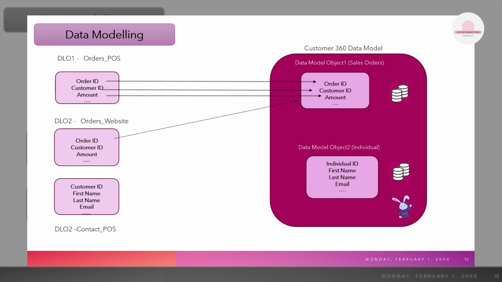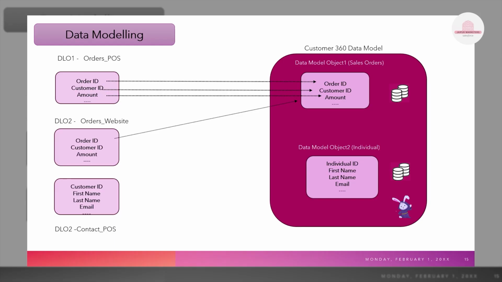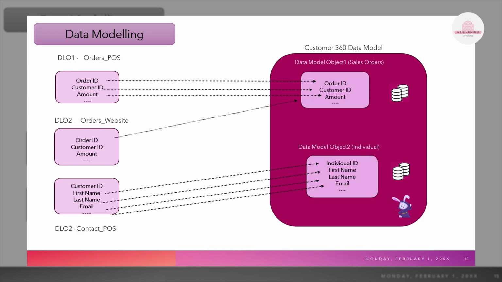Now, if you can see, there are different data lake objects to store the data from different sources. Now, all these orders from different DLOs will be mapped to single sales order data model object, and that is this orders data is unified. This sales order is the single source of truth for all the orders. Similarly, this data lake object 3 contact POS will be mapped with data model object individual, and this individual will be treated as a single source of truth for all the PII information of the customers like Jaren.